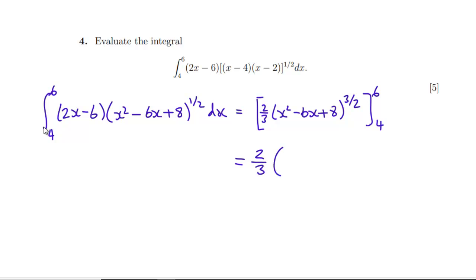So we've got 2/3 of 8 to the 3 over 2. And then for 4, we've got 16 plus 8 minus 24. Oh, 0. So, right, that helps. So how are we going to do this?